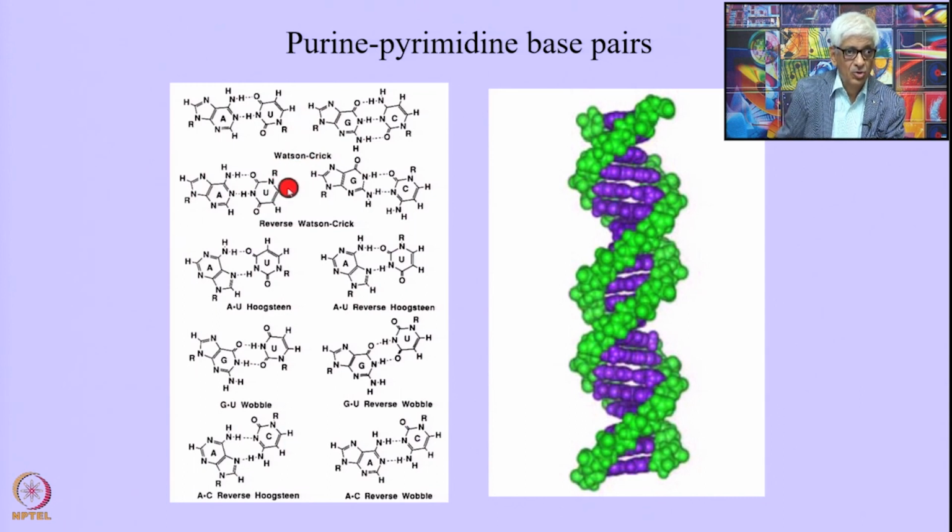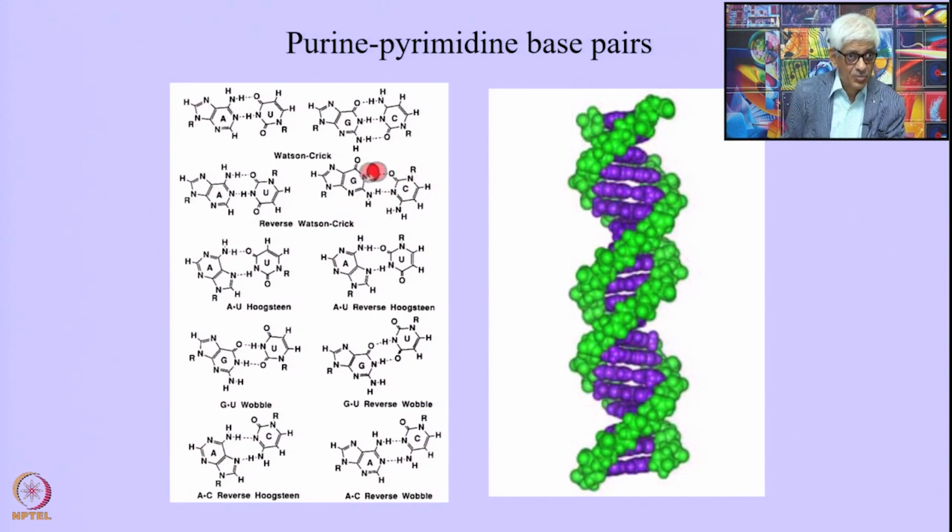Okay, so therefore this is called reverse Watson-Crick, and the same happens here as well. Okay, NR is here and in this case the NR is there. So this is both in the AU as well as the GC base pairs, it goes in this manner.